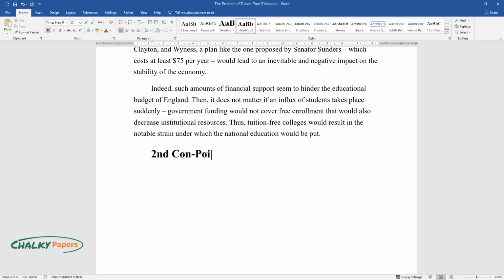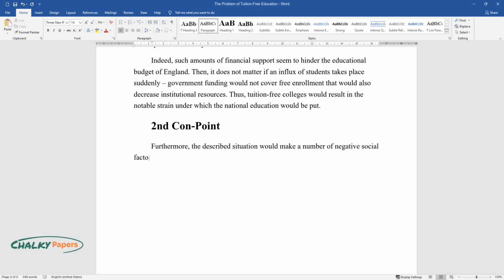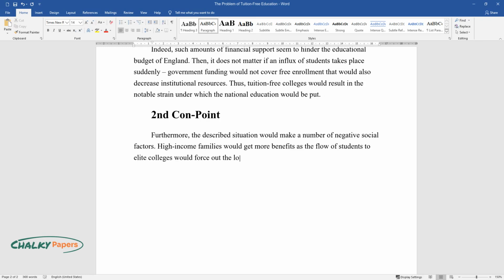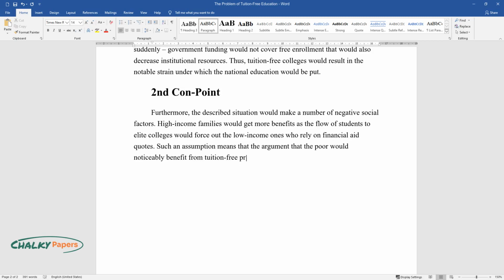Second point. Furthermore, the described situation would make a number of negative social factors. High-income families would get more benefits, as the flow of students to elite colleges would force out the low-income ones who rely on financial aid quotes. Such an assumption means that the argument that the poor would noticeably benefit from tuition-free programs is insufficient.